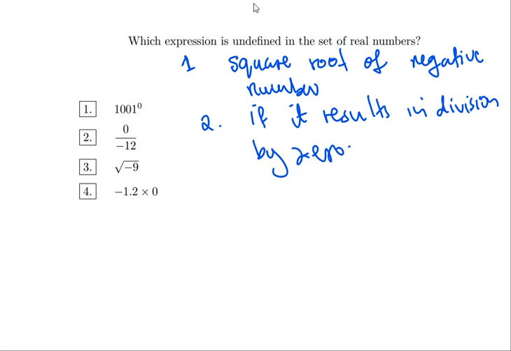So let's look at this problem. Which expression is undefined in the set of real numbers? Well, any number raised to power zero is just one. So this is defined. And 0 divided by negative 12 is just 0. So this here is defined too. And if we multiply any number, whether positive or negative, by 0, that result is defined. However, the square root of -9 is the square root of a negative number. So this expression here is undefined in the set of real numbers.